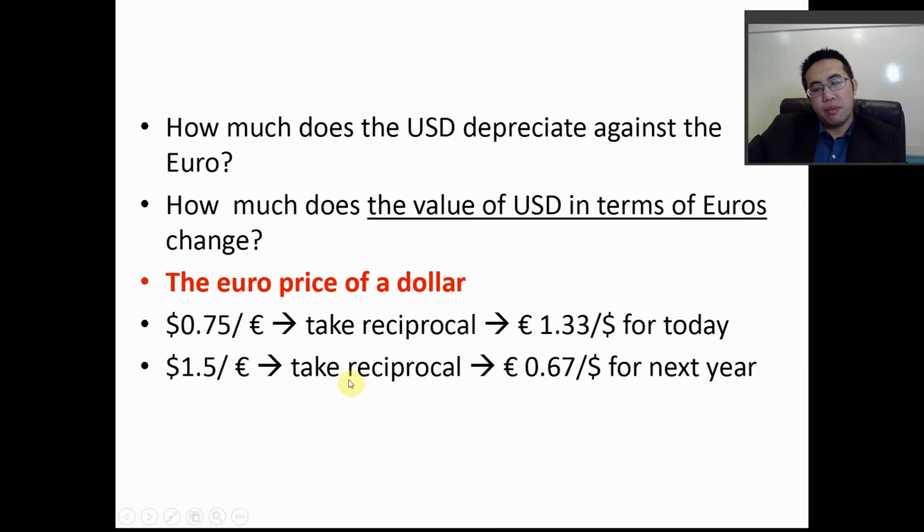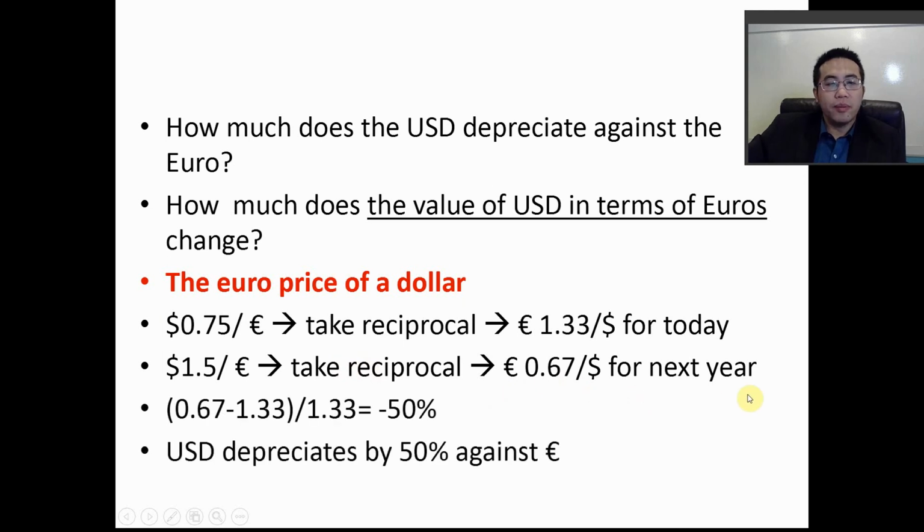Do the same thing with the second rate. $1.5 per euro, take the reciprocal, gives us 0.67 euro per US dollar. By taking the reciprocal, the symbols are also swapped. You see euro here and dollar here, and previously it was dollar on the left, euro on the right. Then you use the same formula: the later rate minus the earlier rate divided by the earlier rate. And then you get the final number, negative 50%.